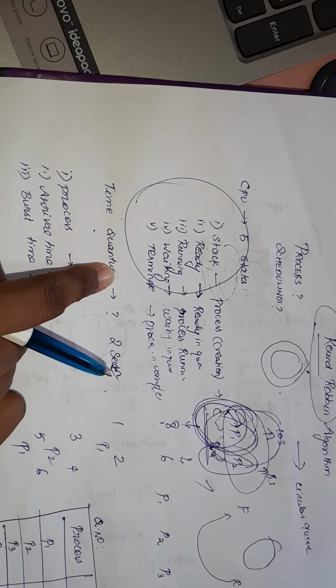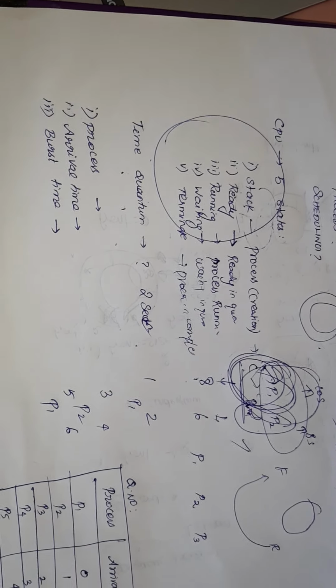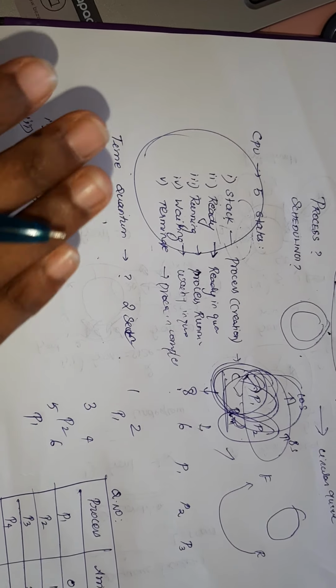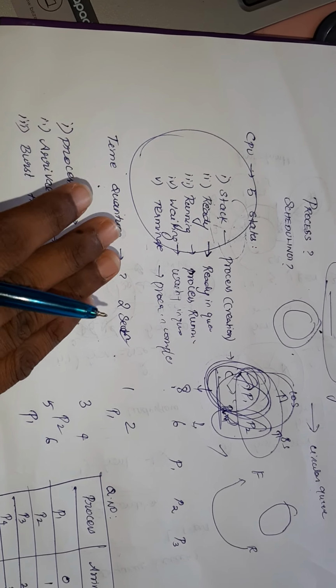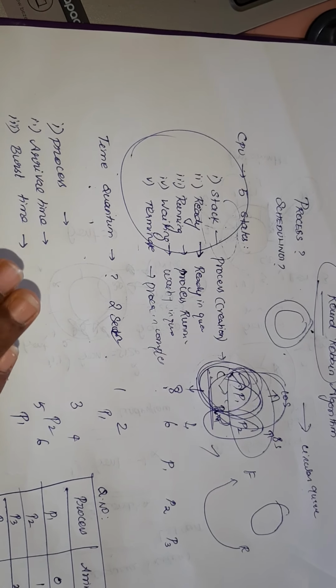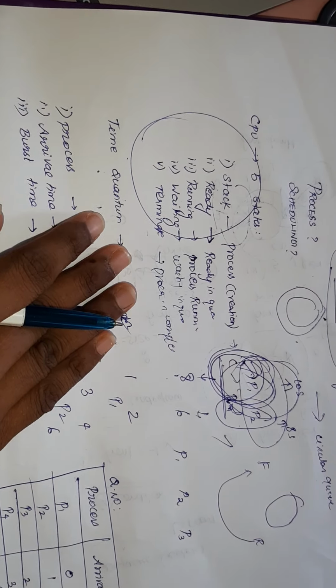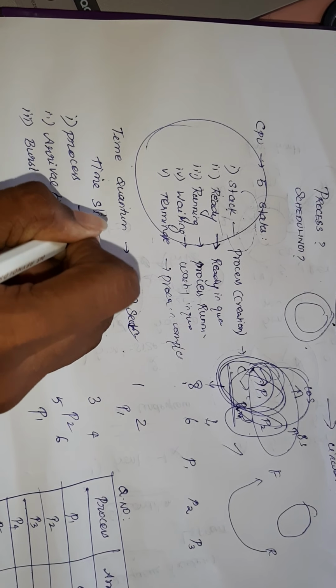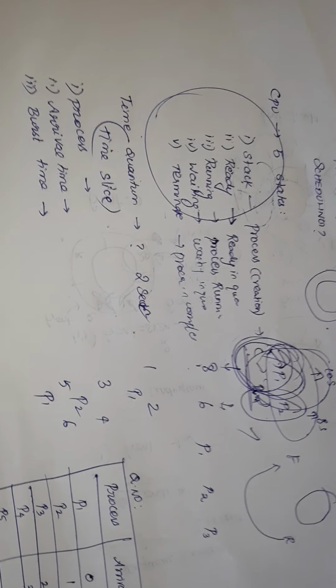So time quantum is nothing but we are giving some limits for every process, we are giving some chance to work on it. Okay, this is what the time quantum is. Time quantum is nothing but what? The period of time for which a process is allowed to run in a multitasking system. Another name for this is time slice.